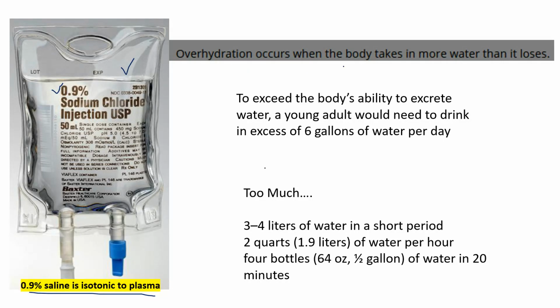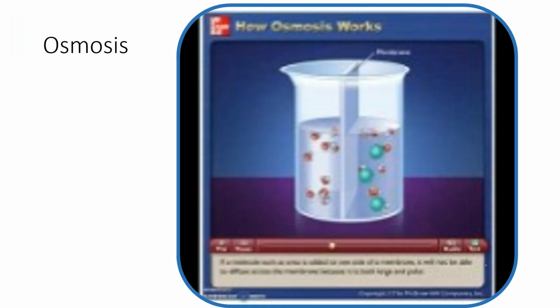Now, overhydration occurs when a body takes in more water than it loses. To exceed the body's ability to excrete water, a young adult would need to drink in excess of 6 gallons of water per day. In a short period of time, 3 to 4 liters of water, 2 quarts per hour, or 4 bottles in 20 minutes, is also too much water. You've got to give your body time to offload that.